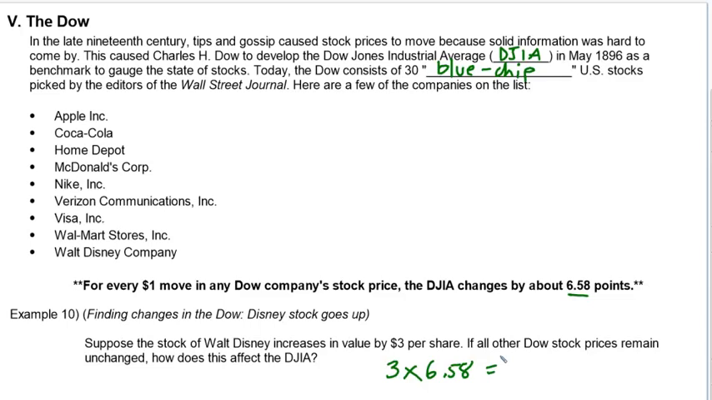All right, so simple, it's 3 times 6.58. And so that would result in a 19.74 point increase in the Dow. So these problems are pretty easy. Just determine the change in one of the stocks, and that changes the overall average rating for the group by this same amount. Okay, that takes care of your notes for lesson 4-5.